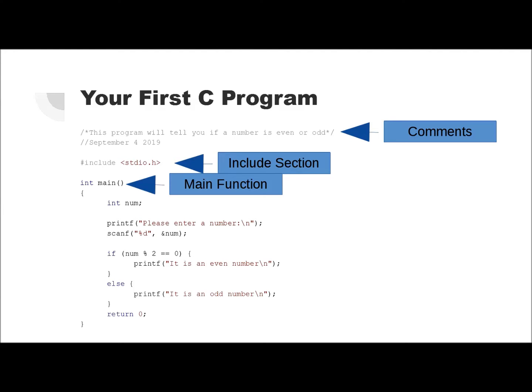So in this case, we have the main function, and you see these little two brackets here and here. These two brackets mark where the beginning and the end of the main function are. So all the stuff here is in the main function, and therefore will be run by the computer. While this stuff here will not be run by the computer.